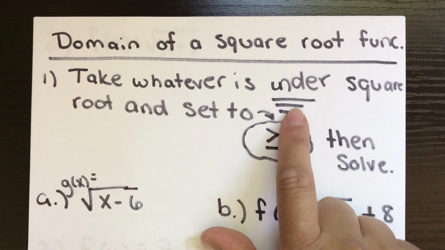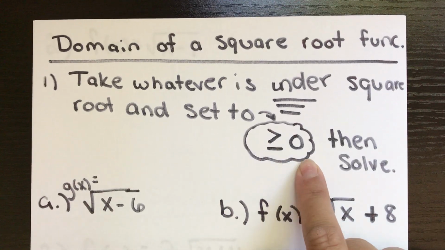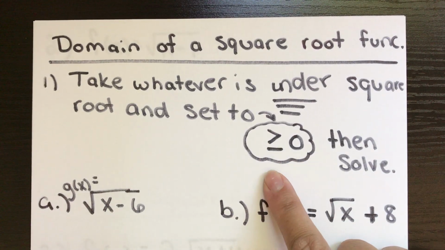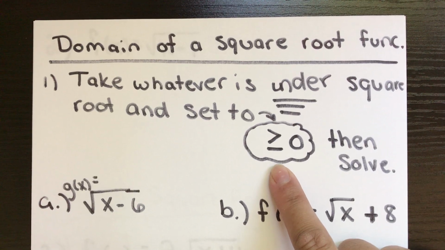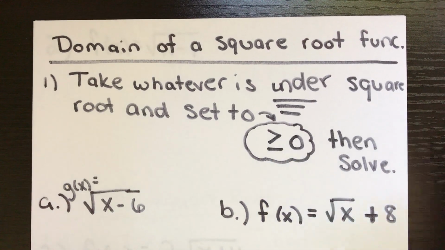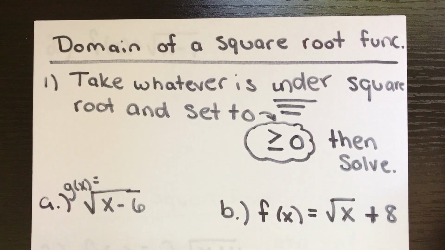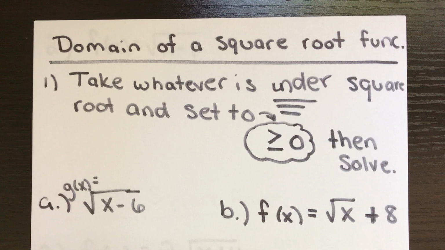With square roots, we have a very similar approach, but what you do is you take whatever is under, that's the key here, the square root, and set it to greater than or equal to 0. And the reason you do that is because under the square root can never be negative. It can be 0 and it can be bigger than 0, but it can never be negative. So by setting it to greater than or equal to 0, it makes sure that whatever you plug in is always going to be the correct result.